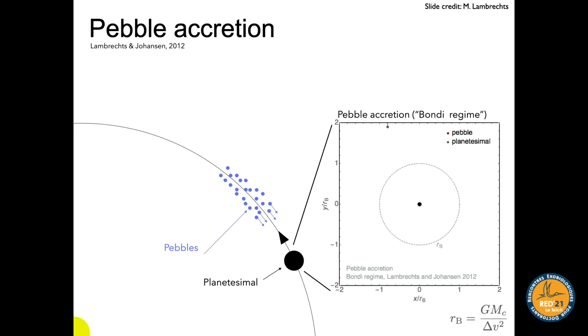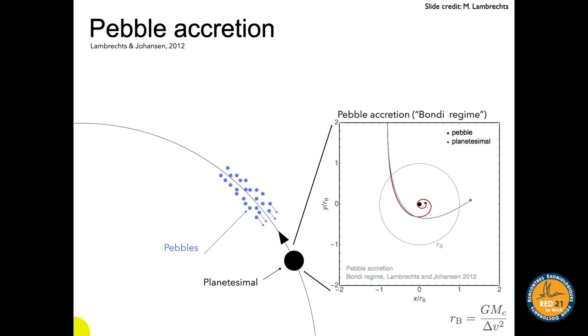They're the dust that grew big enough by bashing into each other to drift within the disk because they feel its headwind. And what's interesting is, from the point of view of the planetesimal, this dust can drift inward slowly. And so what happens now? That's the process of pebble accretion. And it turns out that pebble accretion can be very efficient.